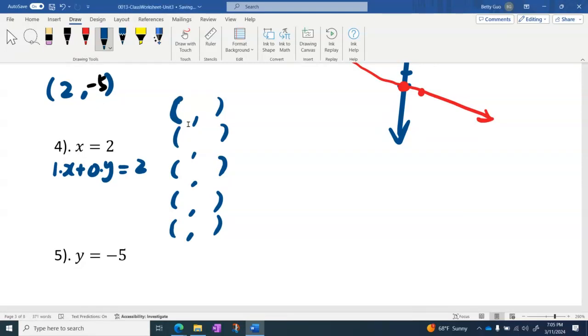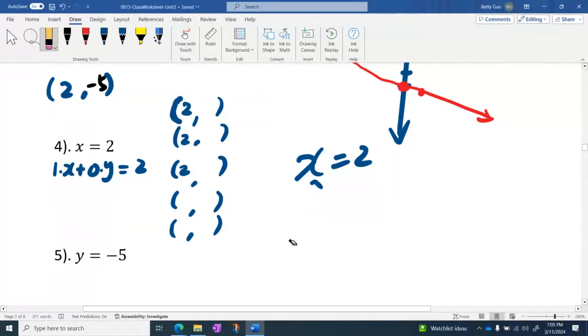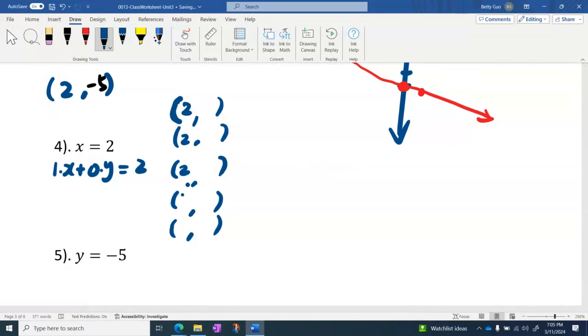In order to satisfy the equation x equals 2, x has to be 2. Okay? Because the equation is x equals 2. If you let x be other values, let's say 3, you will have a false statement. You have a contradiction, so we can't do that. X has to be 2, right? But what about y?